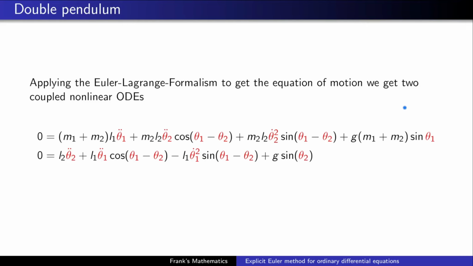We have to do some Euler-Lagrange formalism to get the equations of motion. I'm sparing you the details. It's not that complicated. It's just a huge pile of derivatives and calculations. They look like this. In red, I marked the angulars, and you see the first and the second derivatives of the angulars are popping up.